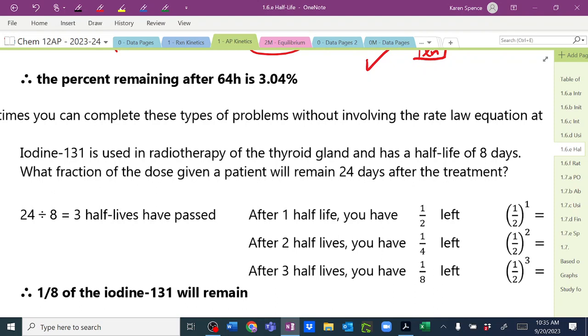You don't always have to do the little skip counting if you don't want to. You can sometimes just go, I have a half-life of 8 days. What fraction will remain after 24 days? How many half-lives is 24 days? 3. 24 divided by 8 is 3 half-lives. So you can count that way.